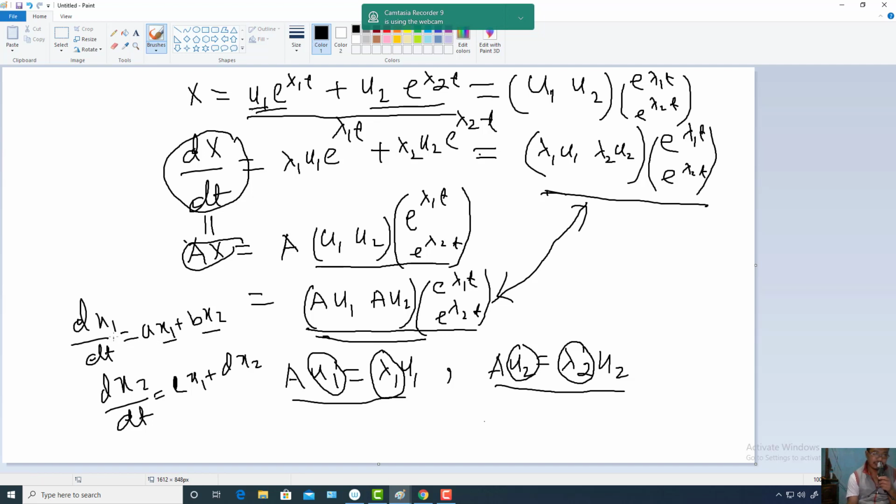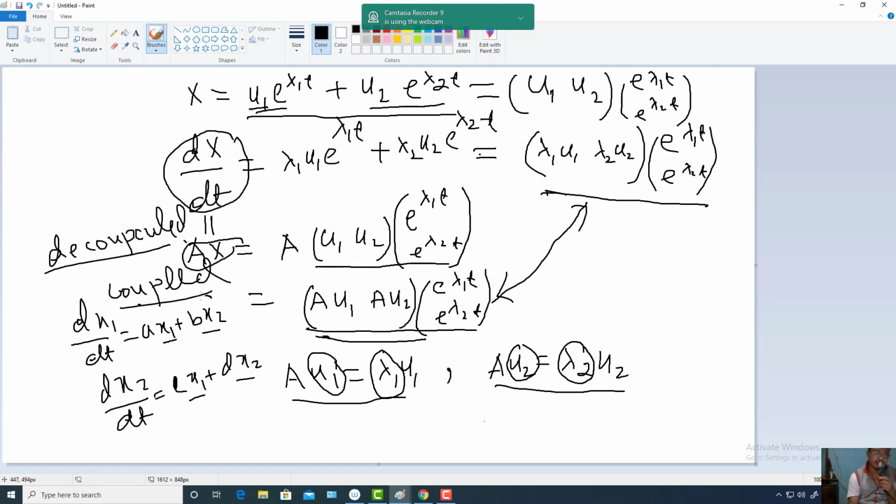Here x1 is also present, x2 is also present, and in the second equation also x1 and x2 are both present. So this is called a coupled differential equation, because both the variables are involved pairwise. We want to decouple it. Decouple means what? Decoupling by using some transformation.